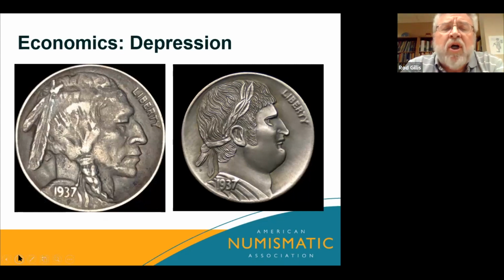Coins are a great way to talk about specific periods in history. You see a buffalo nickel to the left, and you see a buffalo nickel to the right. Of course, it's very different. And the one that you see to the right is called a hobo nickel.